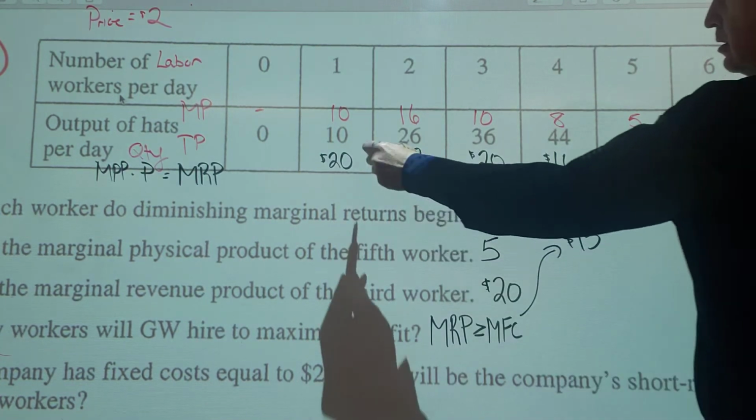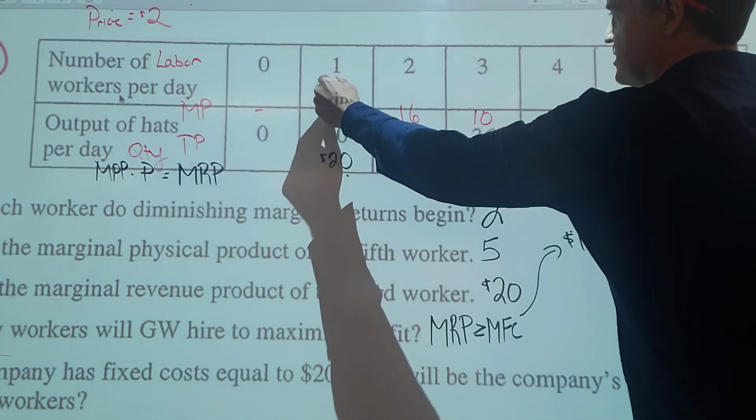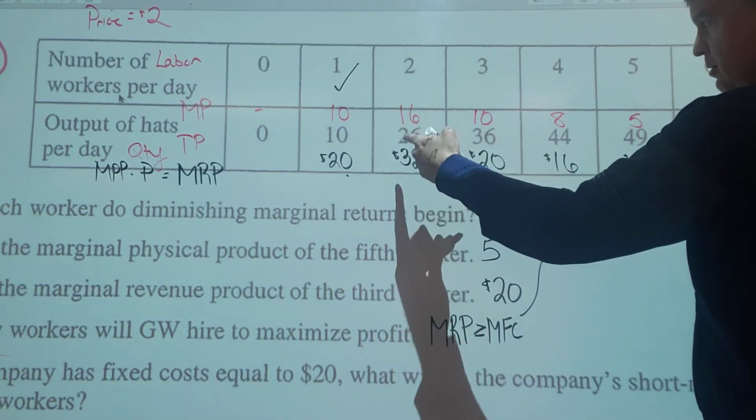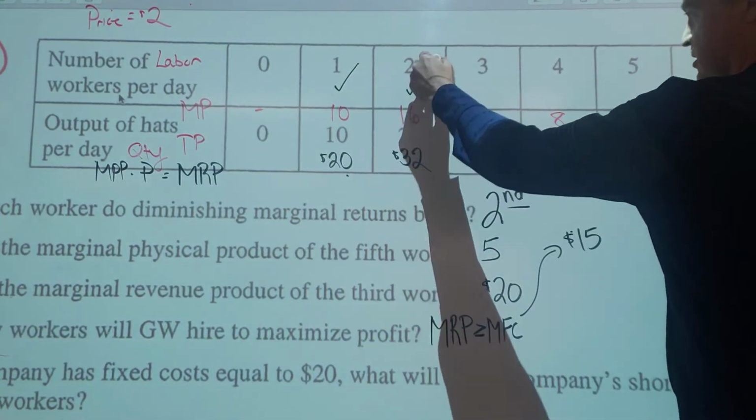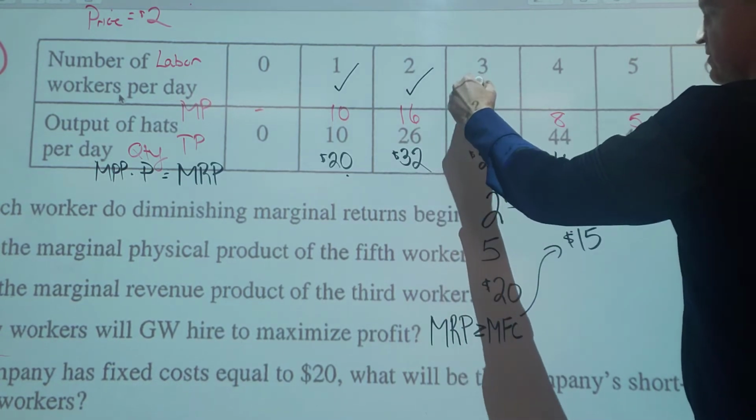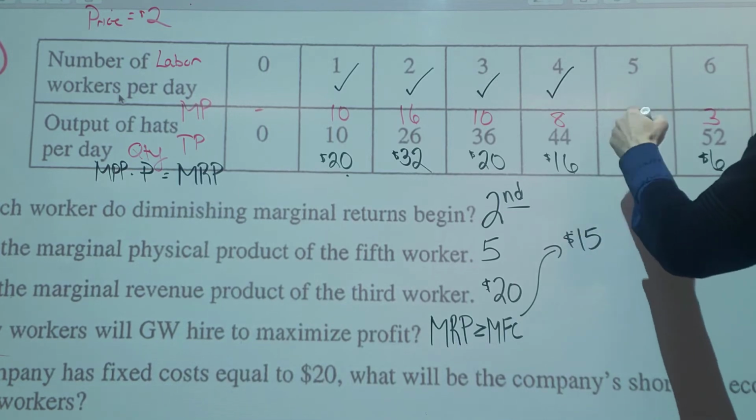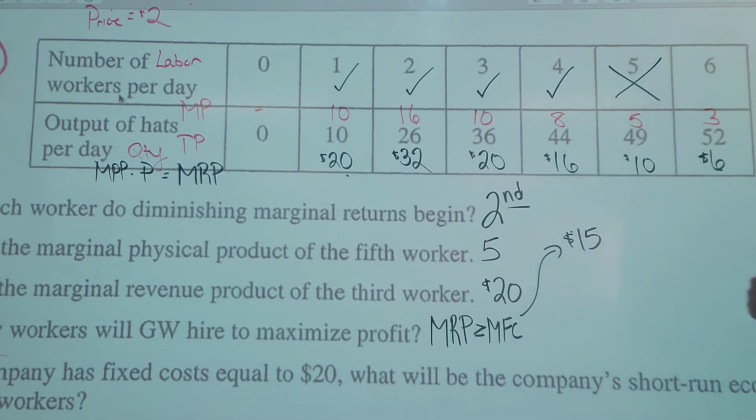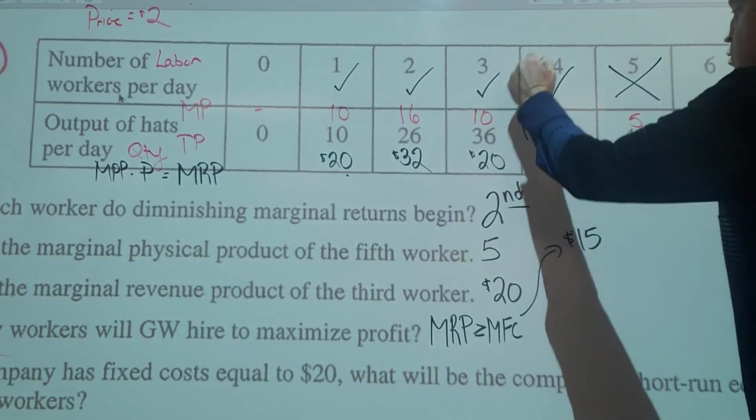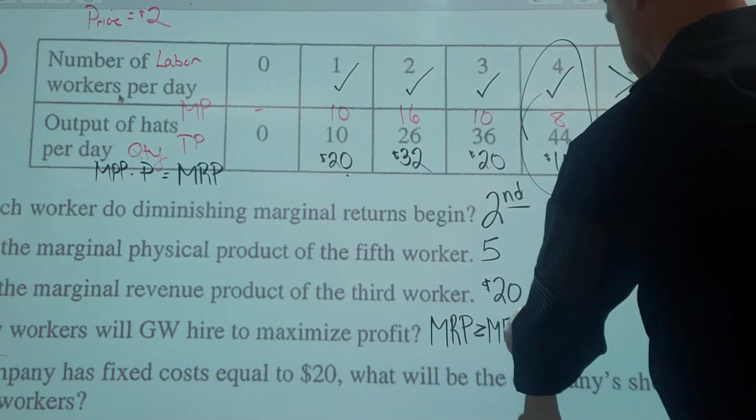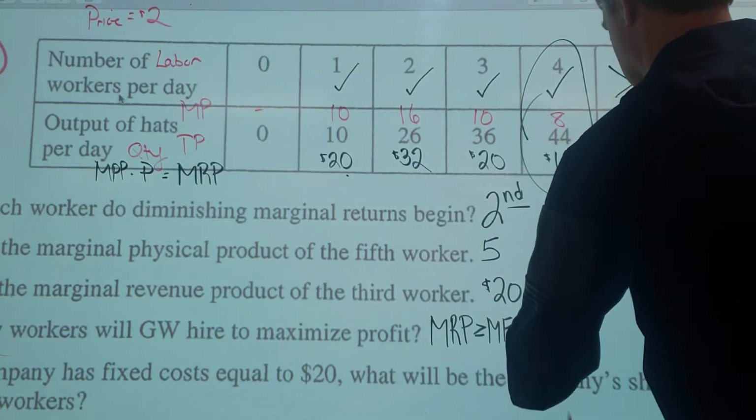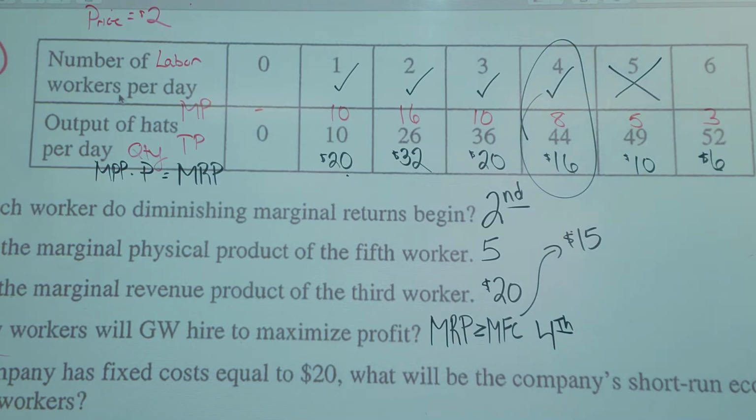20 is greater than 15. Yes, I hire that worker. 32 greater than 15, hire that worker. 20 greater than 15, hire that worker. 16 greater than 15, hire that worker. 10 not greater than 15, do not hire that worker. So the last worker I hired is the fourth worker. Okay?